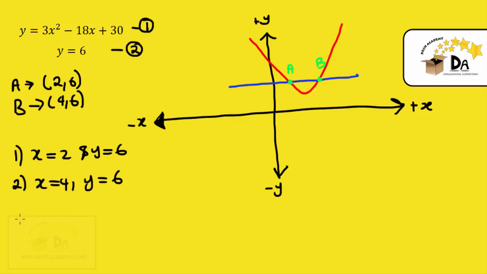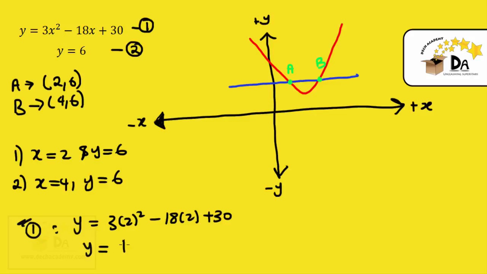Let's test this solution. Let's test solution 1. So here we go. Let's replace x with 2 in both equations. In equation 1, replacing x with 2 gives y equals 3 times 2 squared minus 18 times 2 plus 30. This gives y equals 3 times 4, 12, minus 36 plus 30. This simplifies to give 12 minus 6, which is 6. So it gives me y equals 6. When x is 2, I get y 6, which is what the solution says.